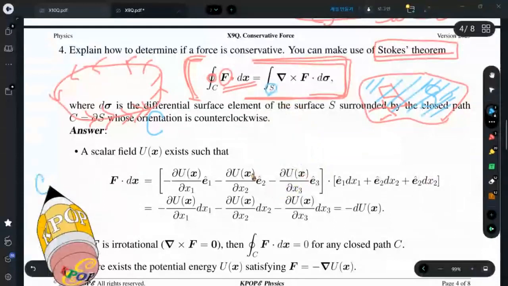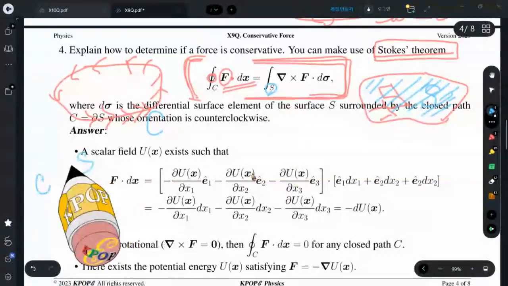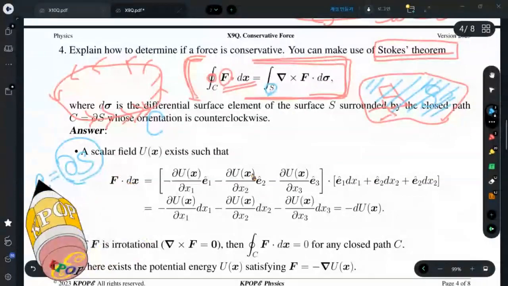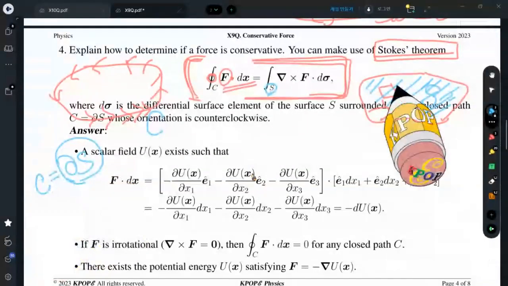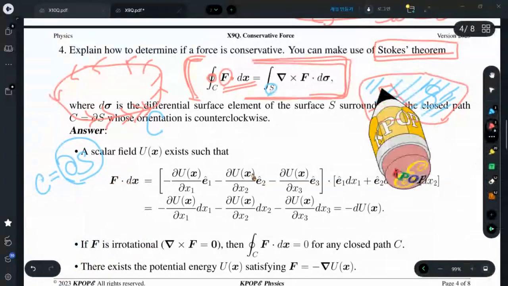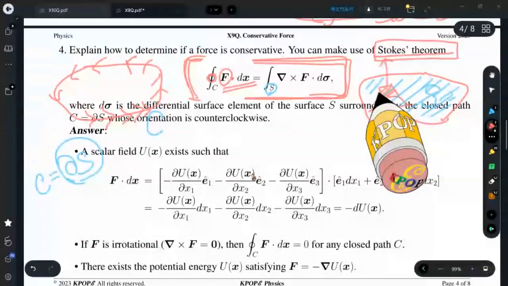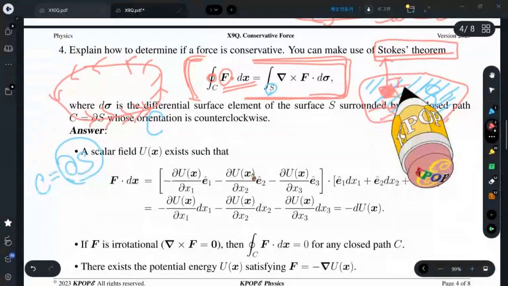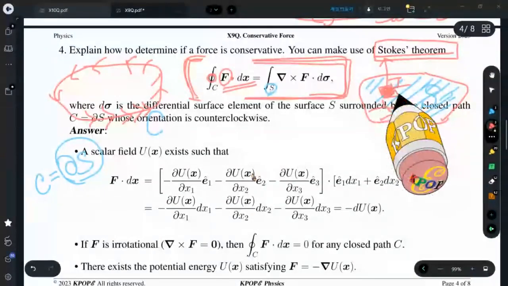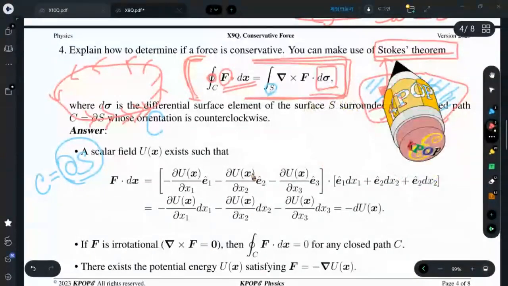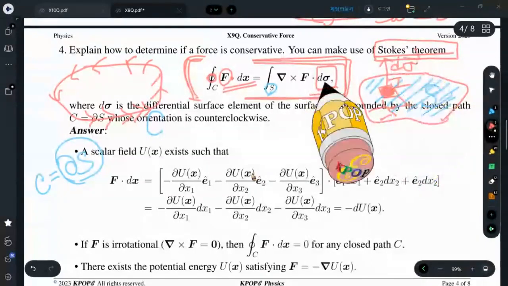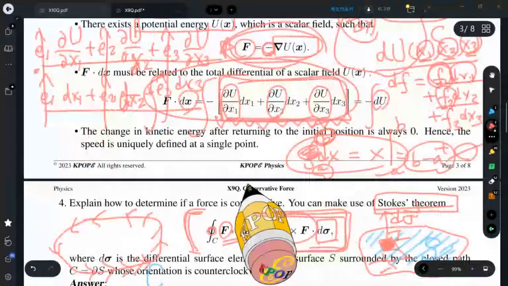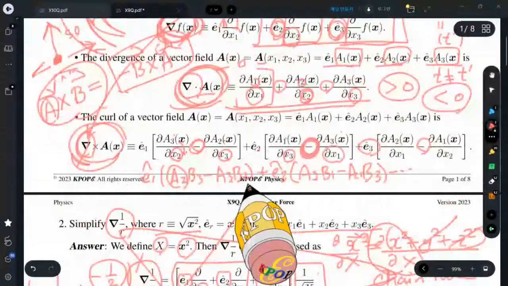And we use that the boundary of the surface is the path C. So we have this sigma. This sigma has the magnitude of this area and the direction is perpendicular to this plane. So this one represents this sigma. And we just have seen what the curve is.